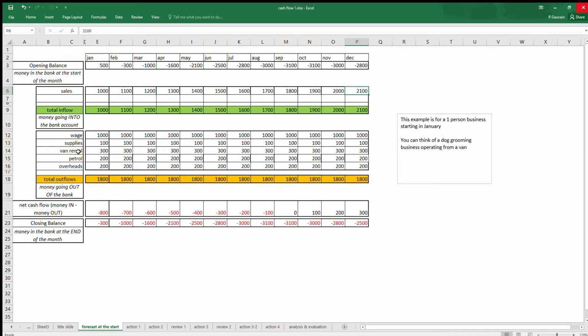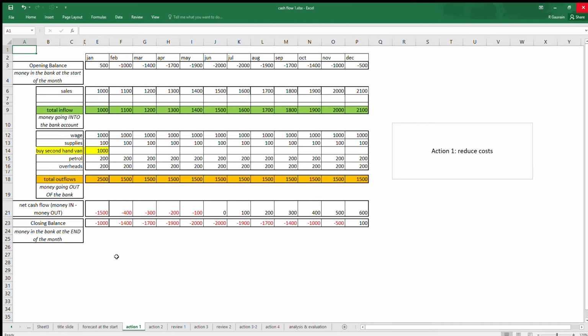Now, as you can see here, they are thinking of renting a cheap van at £300 a month, but the first decision taken would be to instead buy a second-hand van for a one-off payment of £1,000. In addition, as they are just starting trading, they would look at relatives and friends to invest in their business. In this example, parents would put in £2,000 to help them get started.